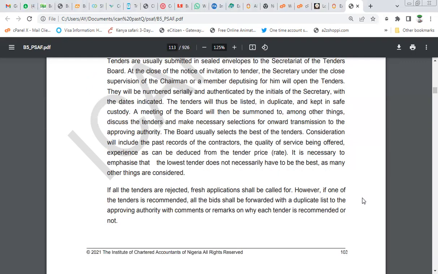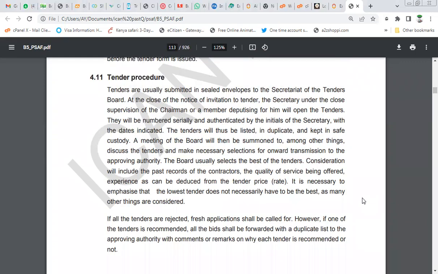So all this is saying is that after all contractors have submitted their bids, their tenders, the secretariat will now itemize each of those tenders. Each of those tenders must be submitted in a sealed envelope so that nobody will know the contents. There are even some tenders where you don't need to write the name of your company on the envelope. Just submit it in a sealed envelope so that there won't be any favoritism. So it is like that also.